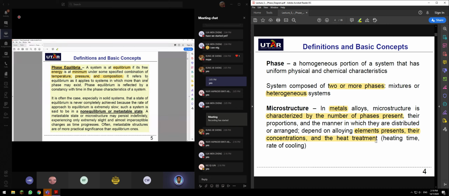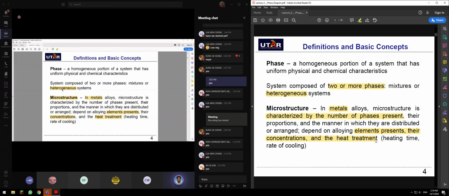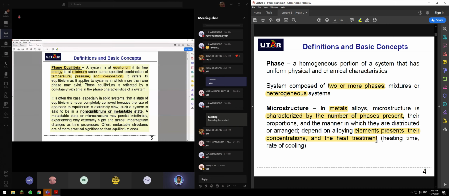It refers to the equilibrium as it applies to a system in which more than one phase may exist. Phase equilibrium is reflected by a constancy with time in the phase characteristics of the system. In your phase diagram, the constant unit is time.